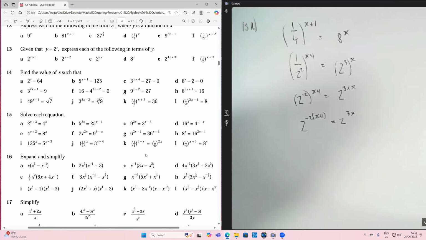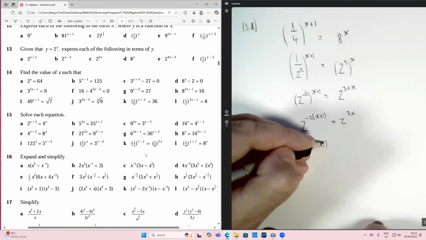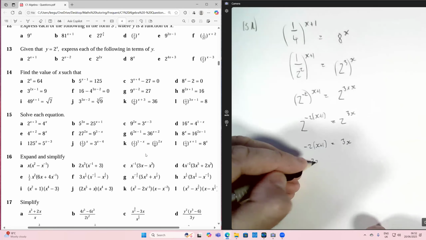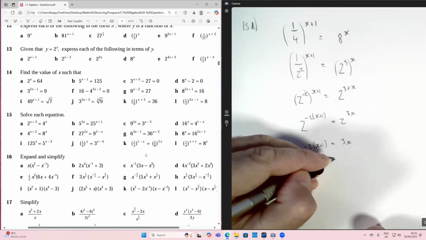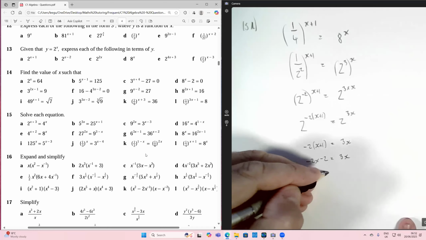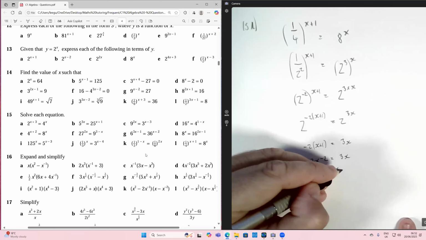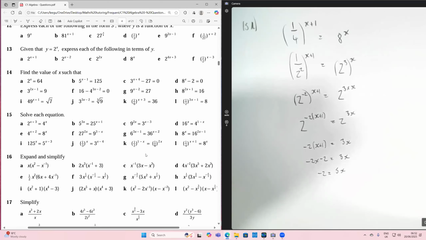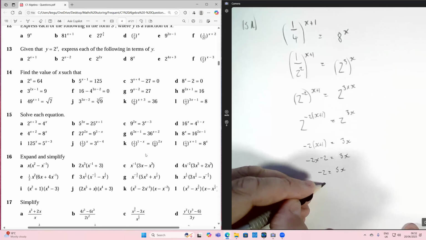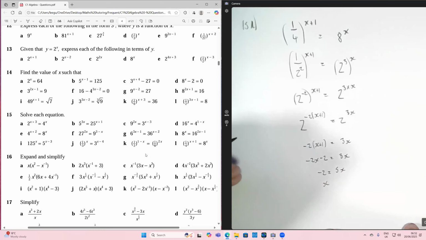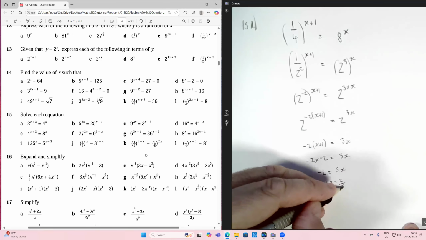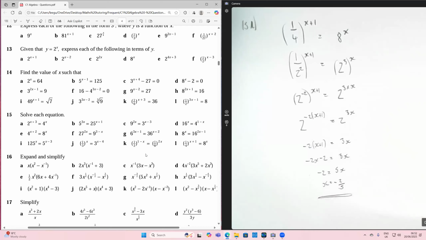So we can now say that minus 2 open brackets x add 1 is equal to 3x. I can now expand that bracket, so minus 2x minus 2 is equal to 3x. Add the 2x over to the right hand side, so minus 2 is equal to 5x, and therefore x is equal to minus 2 over 5. Sorry, when we divide both sides by 5, we get x is equal to minus 2 over 5.